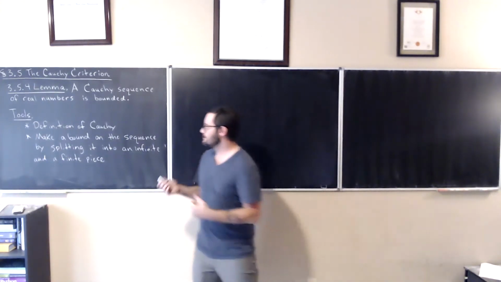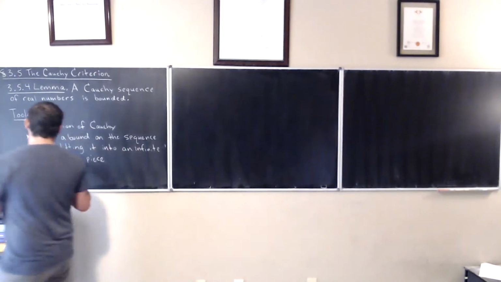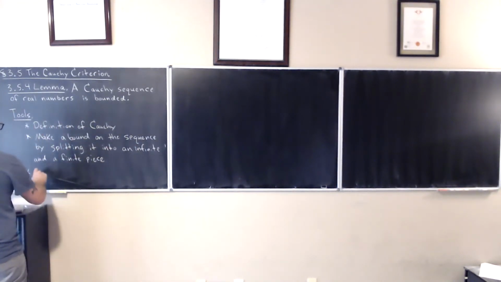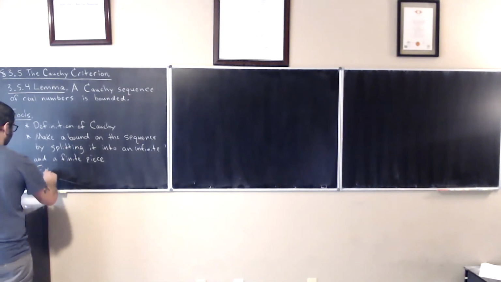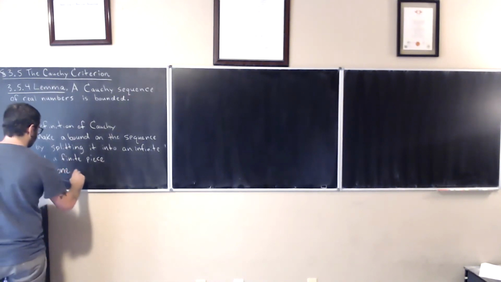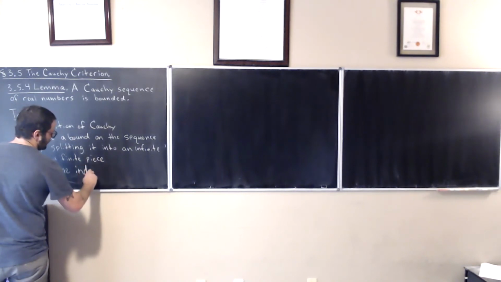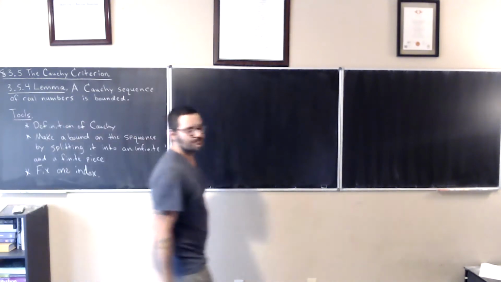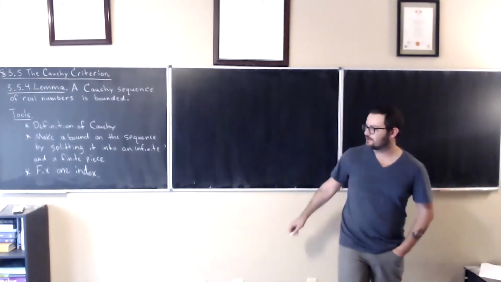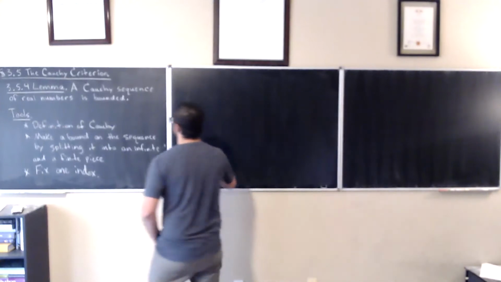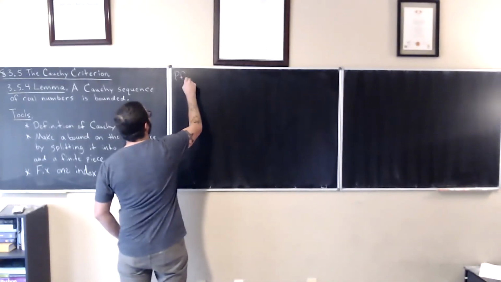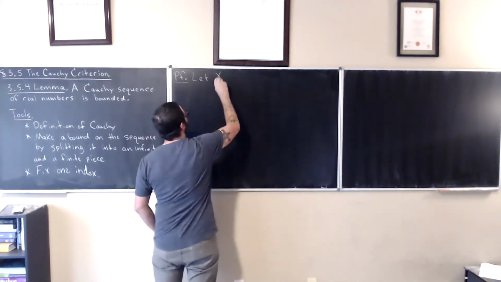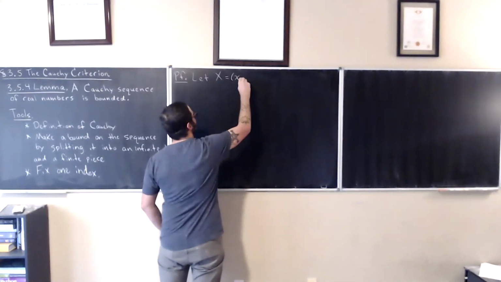So maybe one more idea that we're going to employ, and you'll see how this works out in the proof, is to fix one index. And I'll point out when I do that in the proof. Okay. So let's go ahead and prove it. Let X be a Cauchy sequence.